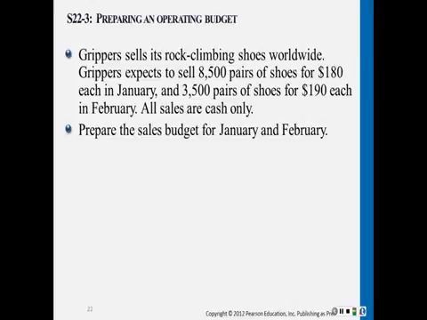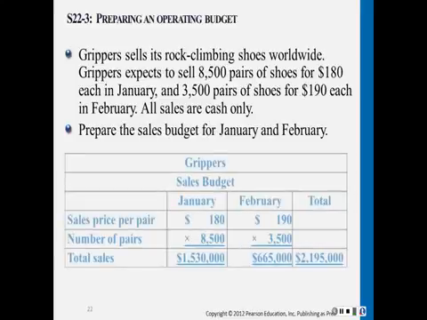This exercise reviews preparation of an operating budget. Grippers sells its rock climbing shoes worldwide. Grippers expects to sell 8,500 pairs of shoes for $180 each in January, and 3,500 pairs of shoes for $100 and $90 each in February. All sales are cash only. We're to prepare a sales budget.